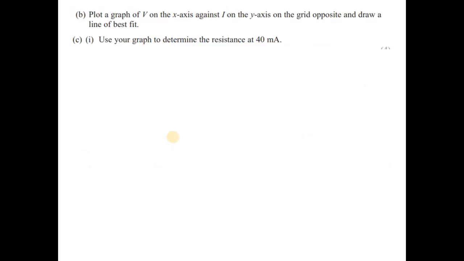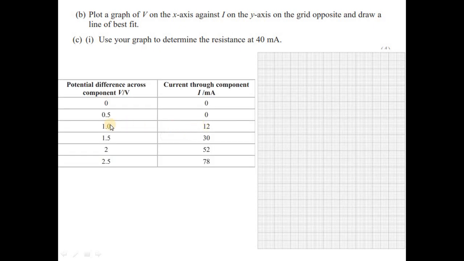Plot the graph of V on the x-axis against I on the y-axis on the grid opposite, and draw a line of best fit. So these are the values, and this is the graph. You need to select V on the x-axis and I on the y-axis. You must choose the scale so that you use more than 50% of the graph. Please be careful. You choose the scale wisely, and then you can plot the graph and the line of best fit.